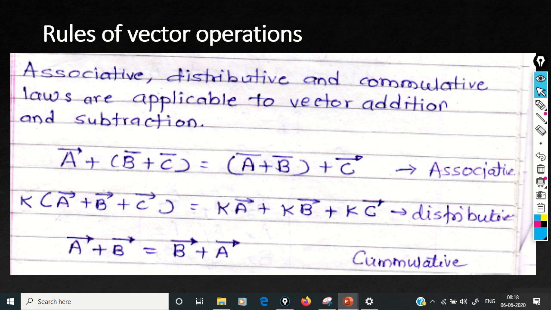The third law is the commutative law, that is vector a plus vector b is equal to what? Vector b plus vector a. So order doesn't matter, that is the commutative law of addition.